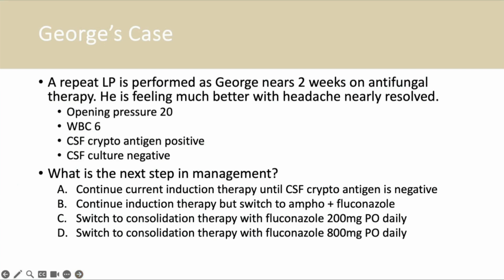So a repeat lumbar puncture is performed as George nears 2 weeks of antifungal therapy. He's feeling much better. His headache's nearly resolved. His opening pressure is 20, white count 6. His cryptoantigen is positive in the CSF and his culture is negative. So what's the next step in your management?